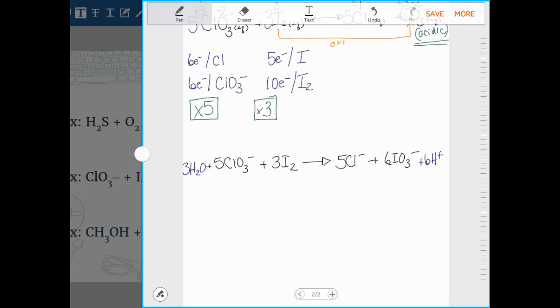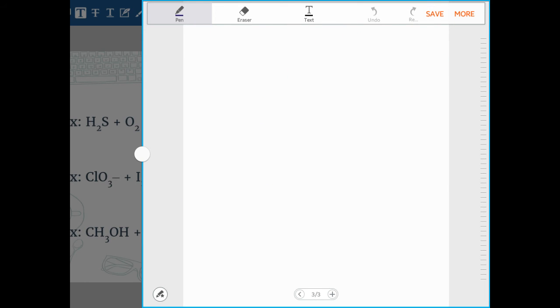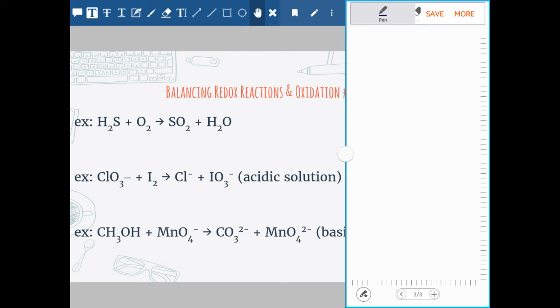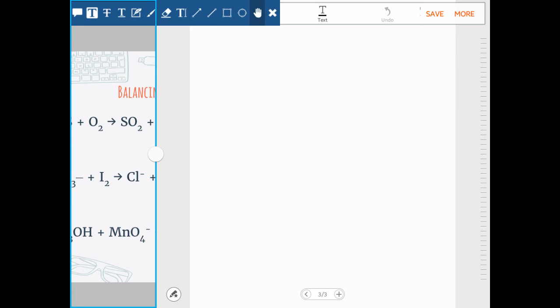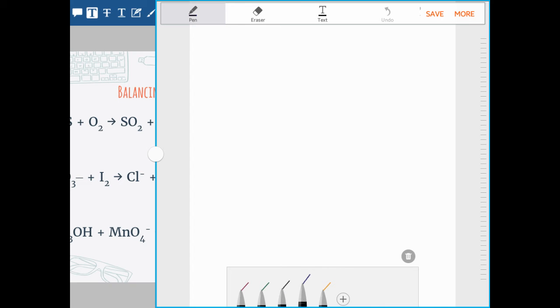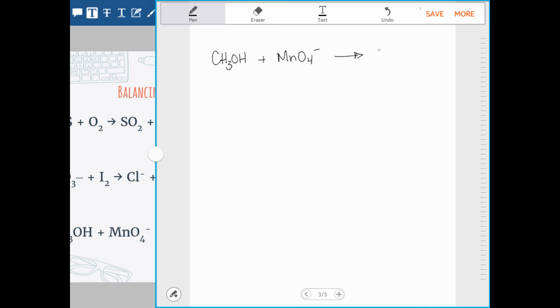Now, if we take a look at a basic solution, let's take a look at my example here. I see that I have my methanol plus my permanganate, and I get my carbonate ions and my manganese dioxide as a product here. Okay, so I again have this in a basic solution, and I'm just going to rewrite this out just because it is a little bit simpler. So again, I have my methanol, I have my permanganate, and this turns into my carbonate.